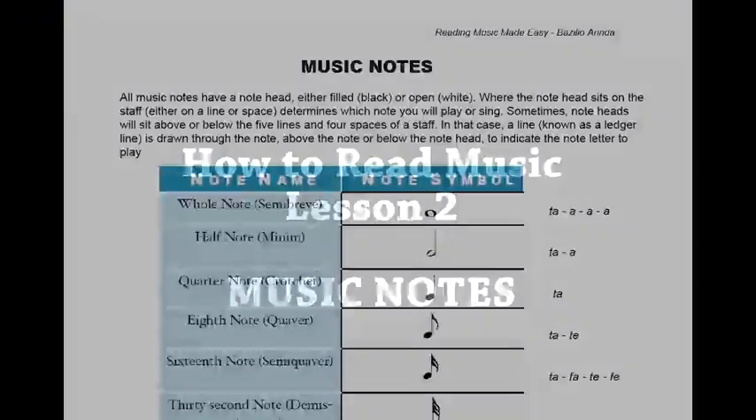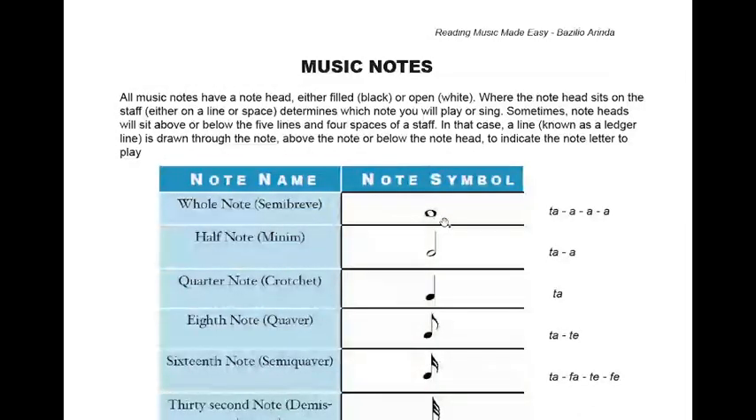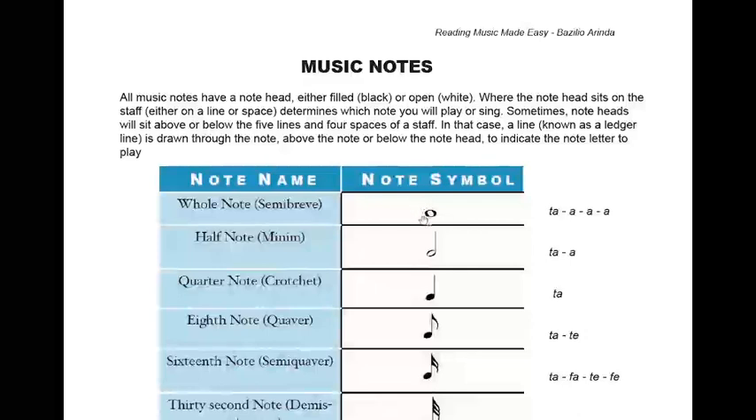Welcome to the second music lesson. In this lesson, we are basically going to talk about the music notes. The first note we are looking at is a whole note. Whole note, this one looks like an oval.